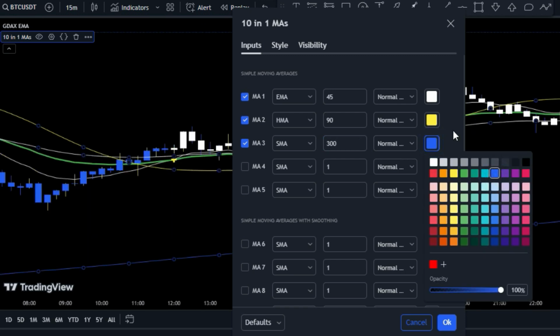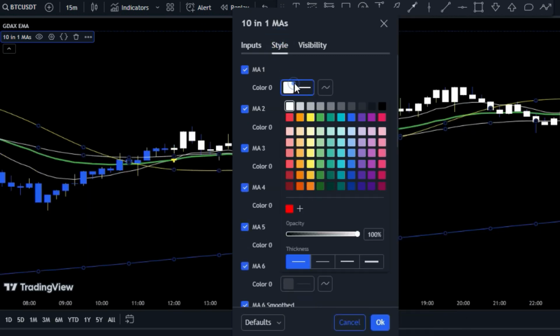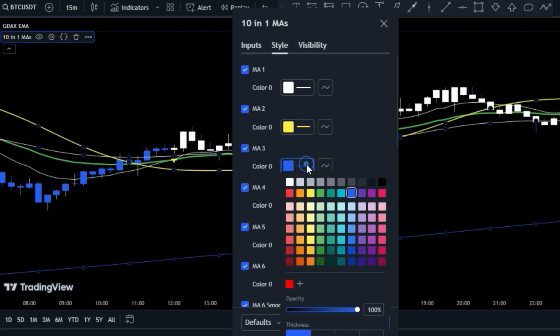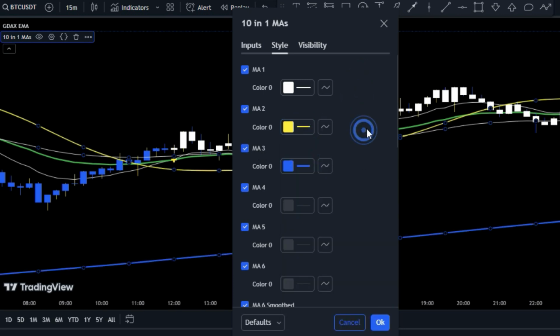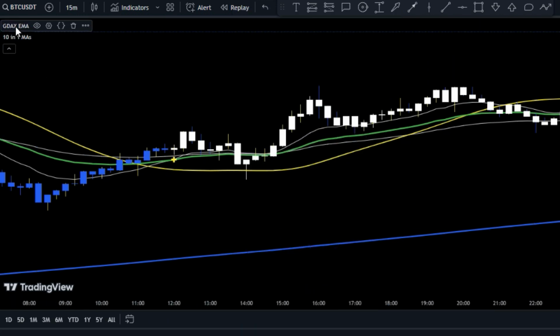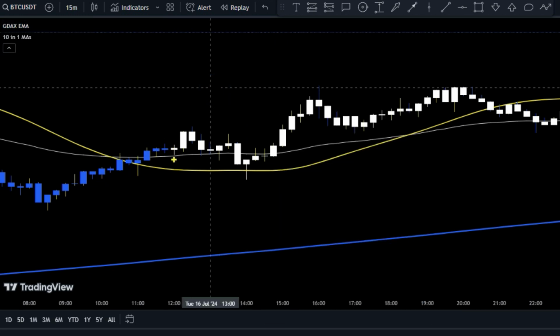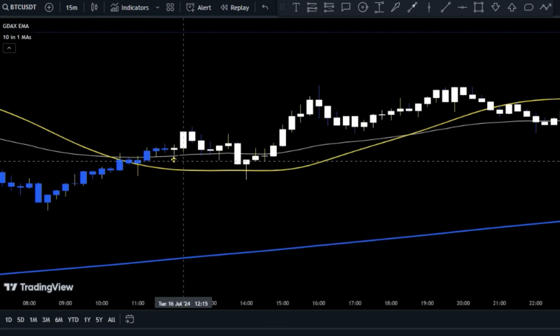To improve chart readability, feel free to adjust the thickness of the MA lines in the Style tab according to your preferences. If the chart looks crowded, disable the 2 lines from the GDAX indicator, leaving only the cross option for signal identification. This will give us a cleaner visual of the signals and the 3 moving averages we need.